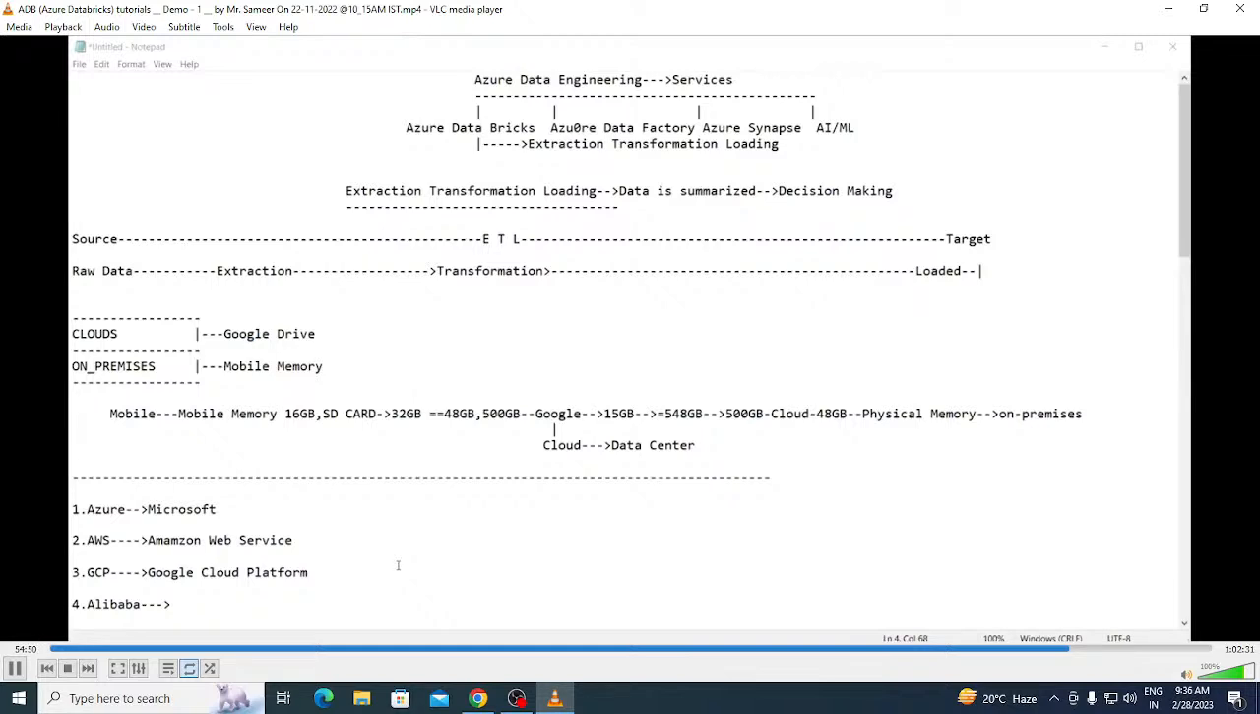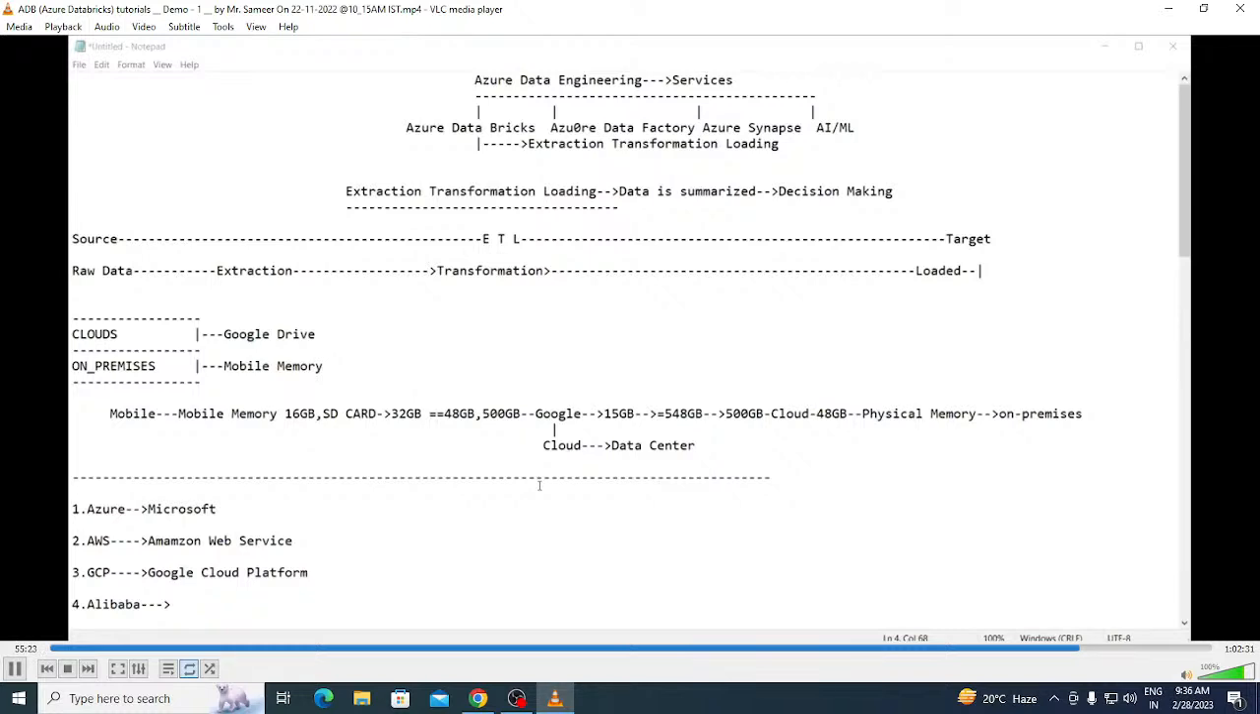Sir, what is PySpark that I'm hearing a lot about? PySpark is basically Python and Spark together. It is called PySpark. Do we need to learn that also for ADB? Yes, of course. I will teach you PySpark also. Okay, thanks, sir. Any other questions, guys?